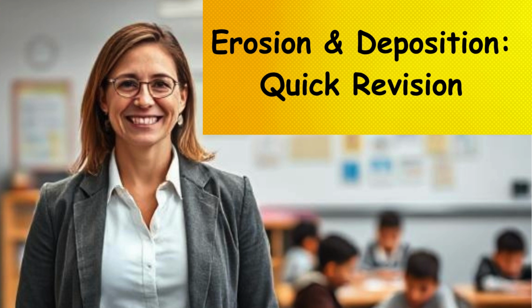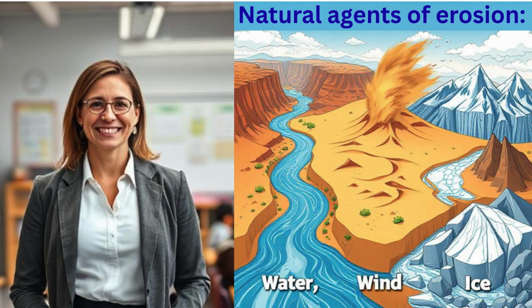Hi everyone. Today, we're going to quickly review the key concepts of erosion and deposition, two vital processes that shape our Earth's surface. Let's get started. Erosion is when natural forces like water, wind, or ice wear away the land. Think of rivers carving valleys or glaciers scraping the terrain.